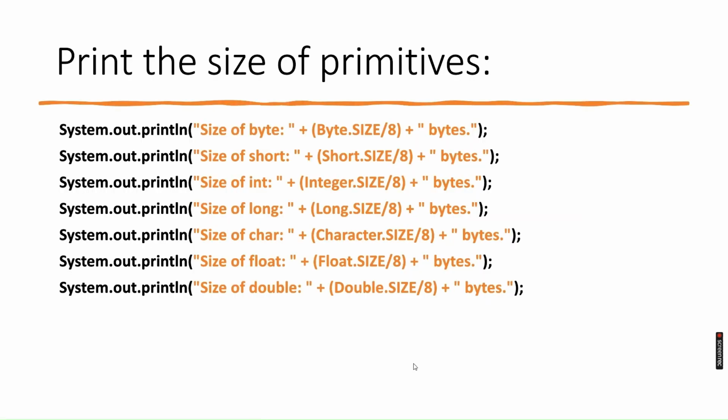Now, if you want to print the size of primitives, you can use the output statement System.out.println with a string explaining what it is, and you can use this arithmetic operation: Byte.SIZE, which is the constant that we can access in the Byte class, divided by 8, because 1 byte is 8 bits as we mentioned before. Okay, and then you will print it to the console, and I will show you and print them out in the console later in the code part.